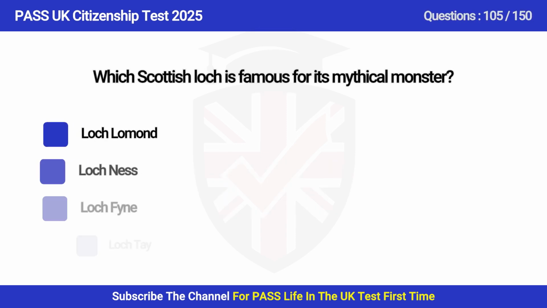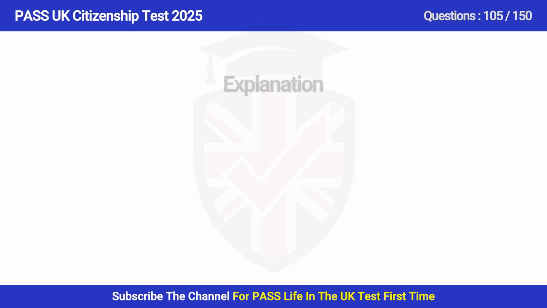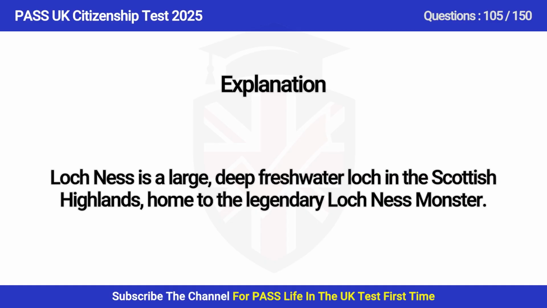Question 105. Which Scottish loch is famous for its mythical monster? A. Loch Lomond, B. Loch Ness, C. Loch Awe, D. Loch Tay. Answer is B. Loch Ness. Loch Ness is a large, deep loch in the Scottish Highlands, home to the legendary Loch Ness Monster.